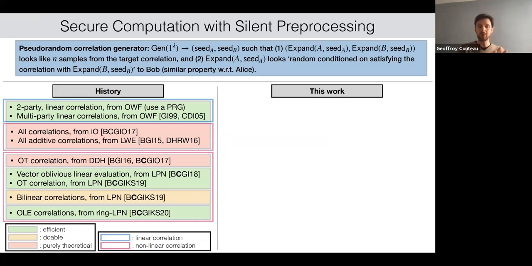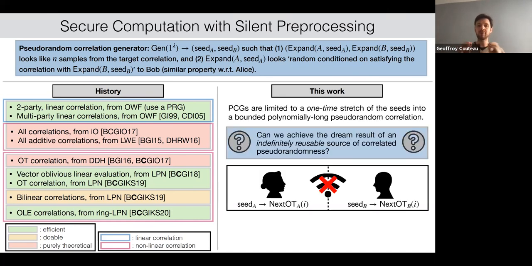But although I'm going to talk about it, all of that was a starting point we had when we started the work. I want to mainly talk about here the main thing we wanted to look at in this work, which is the following question. Everything we know how to do, even taking into account all our past works, which I'm going to tell more about, were pseudorandom correlation generators, which were limited to a one-time stretch of a fixed bounded polynomially long pseudorandom correlation. So you take your seed, you expand it, you get a big chunk, say 1 million Oblivious transfers, and you have to store all of them, and you cannot get more, and you can now start doing secure computation with these Oblivious transfers.